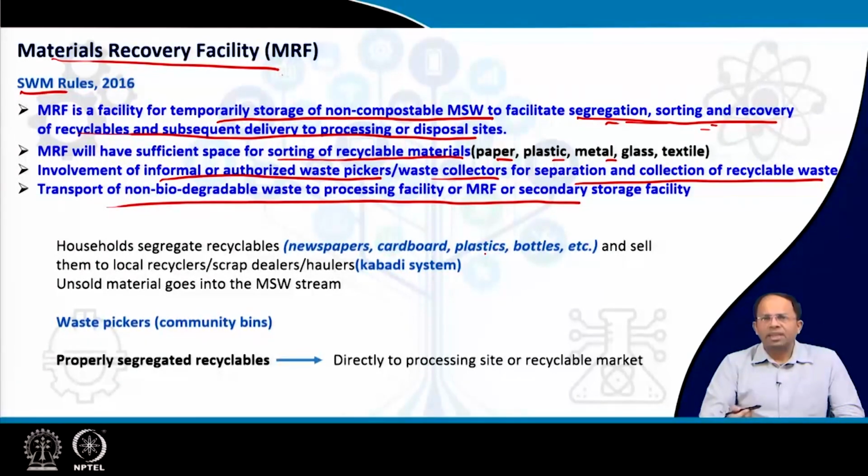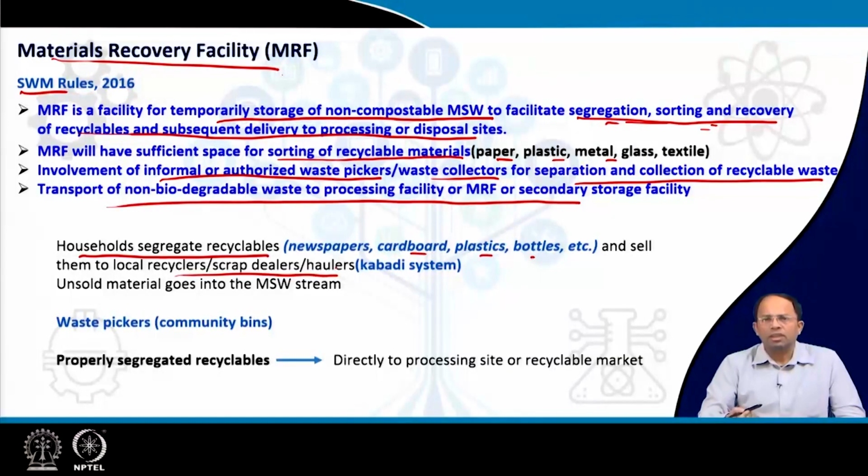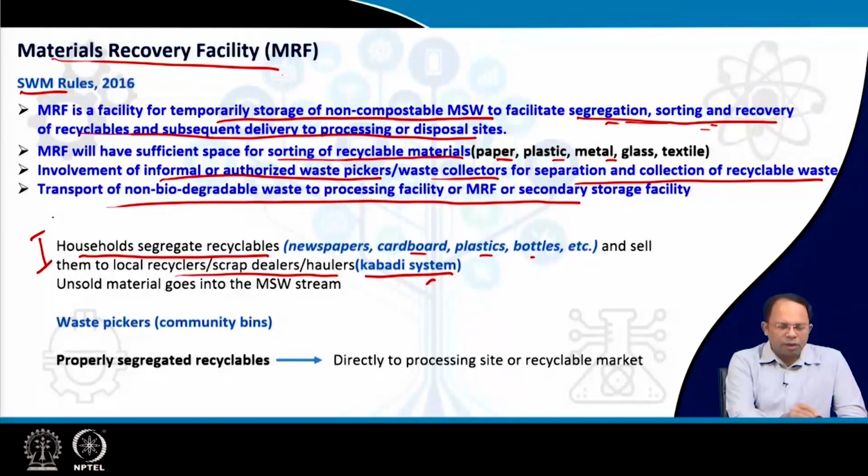So, as we were discussing earlier, households usually segregate the recyclables like newspaper, cardboard, plastic bottles, and then they sell them directly to local recyclers, scrap dealers or waste haulers. So, this is the Kabadi system. So, in India, we already have a very robust recycling collection system at the household level itself, right?